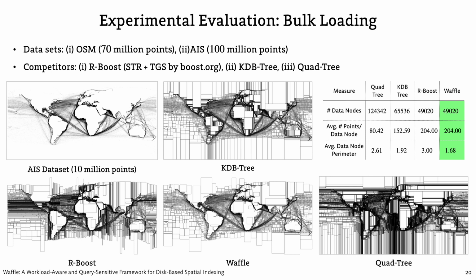We have three competitors: RBoost, which is the label for Boost's bulk loading algorithm, a combination of STR and TGS; second, KDB-tree; and third, Quadtree.